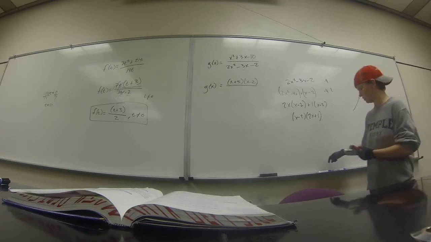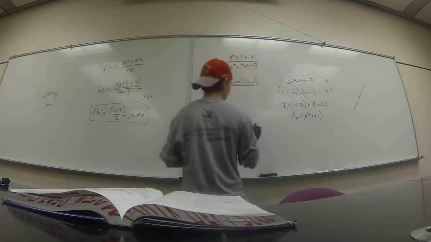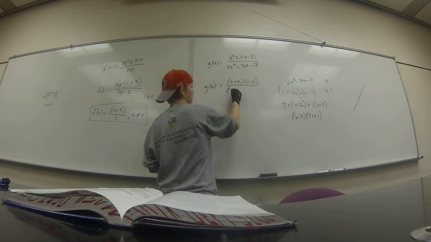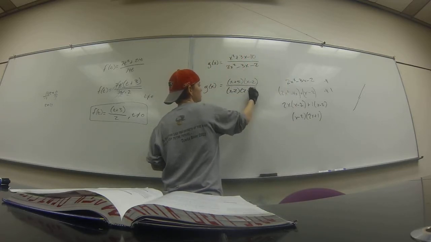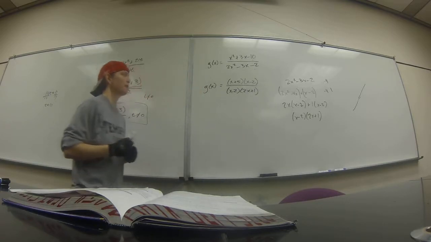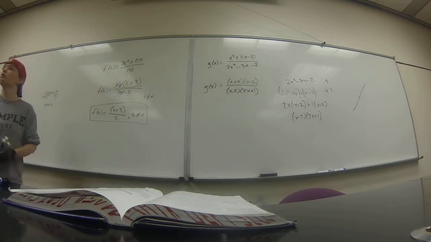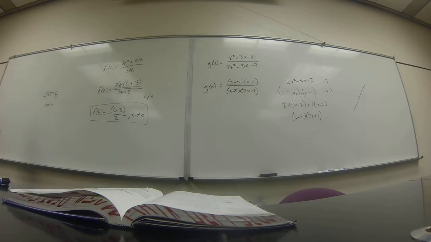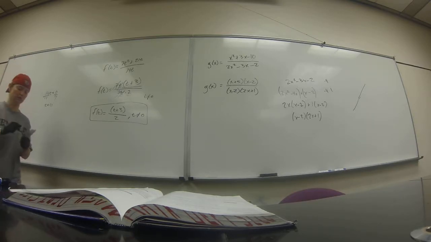Alright, so we just factored this. This is now what's on the bottom: x minus 2, 2x plus 1. Now figure out the domain. Right now is when you figure out the domain, because the next step is going to be canceling. You should figure out the domain after you factor, but before you cancel. That's when you should look at the domain.